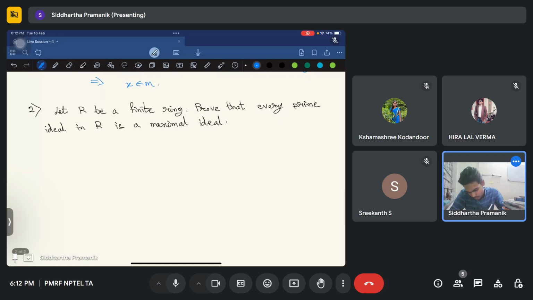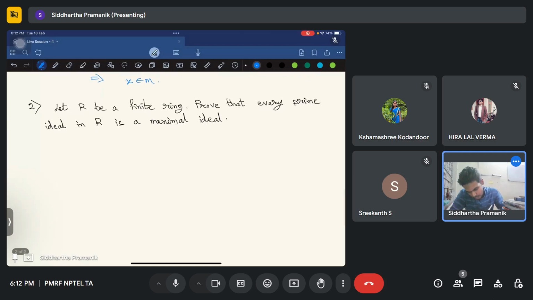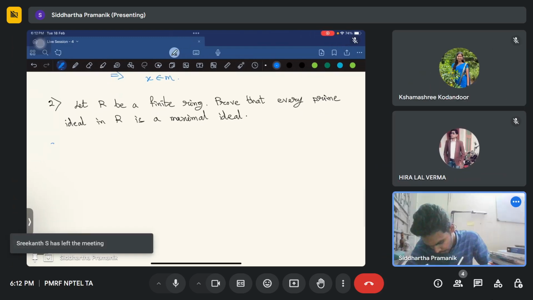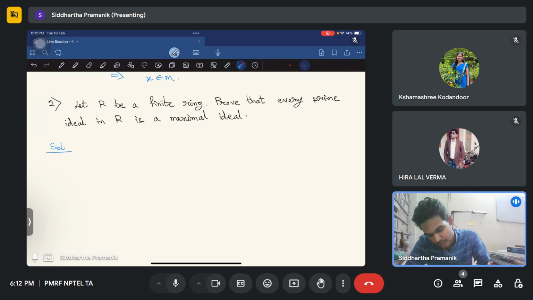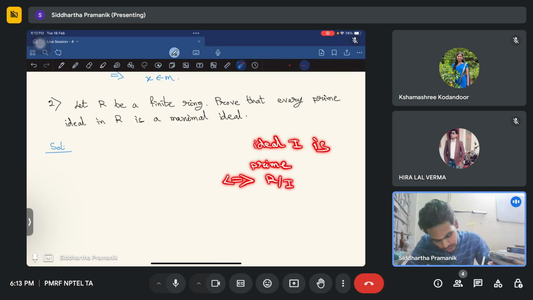Okay, let's see the proof. So recall that an ideal I is prime if and only if the quotient R mod I is an integral domain, right? So that is something we have already seen in the lectures. So we will use this fact.